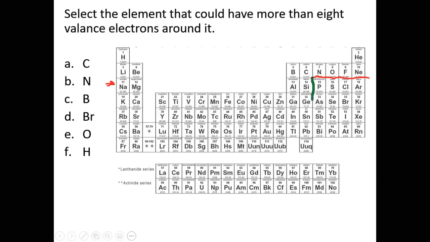Typically it's going to be phosphorus, arsenic, antimony, tellurium, iodine. So these 10 elements that I've highlighted in green, make sure you remember these 10 elements could have an expanded octet. The reason they could have an expanded octet is because they're on row 3 and below. So these, again, can have an expanded octet.